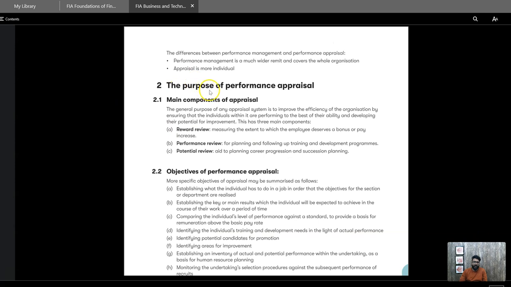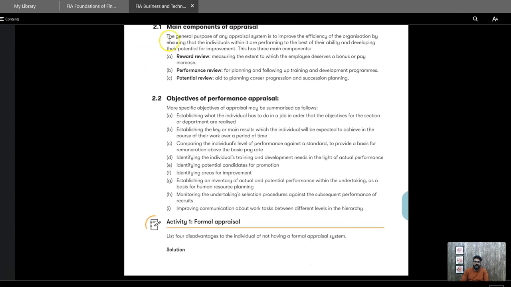Now let's move on to the purpose of performance appraisal. Why does a company need performance appraisal? The main components of performance appraisal are reward review, performance review, and potential review. Reward review, measuring the extent to which the employee deserves a bonus or pay increase. Why do they need that particular thing? If we can identify that, then we can give a bonus or pay increase.